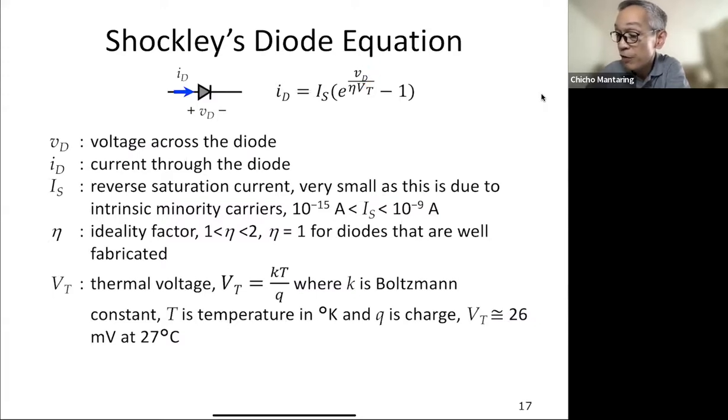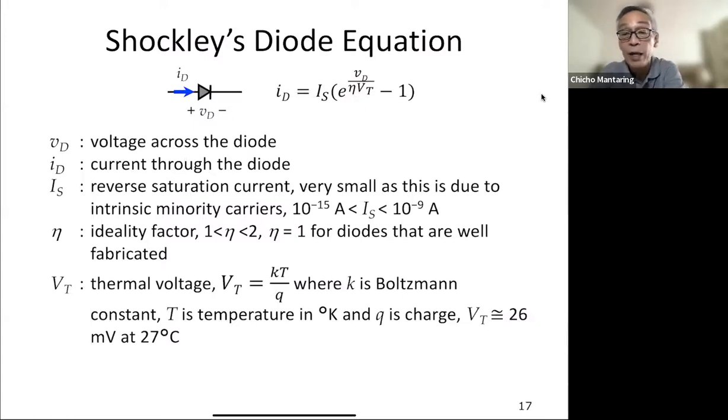V sub D is your voltage across the junction. I sub D is the current through the junction. I sub S is your reverse saturation current. The reverse saturation current is very, very small. This is the current that will flow if your diode were substantially reverse biased, and this is current only due to intrinsic carriers. The value of your reverse saturation current is anywhere from 10 to the minus 9 to 10 to the minus 15 amperes.